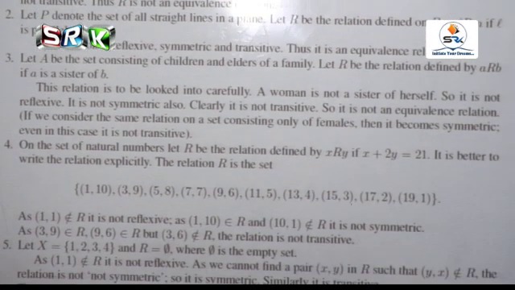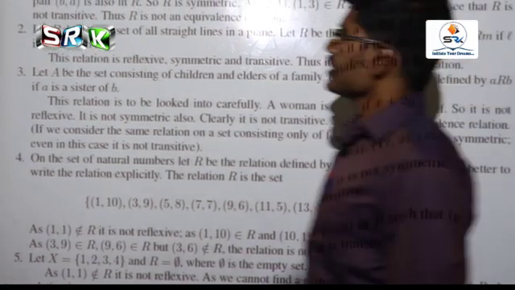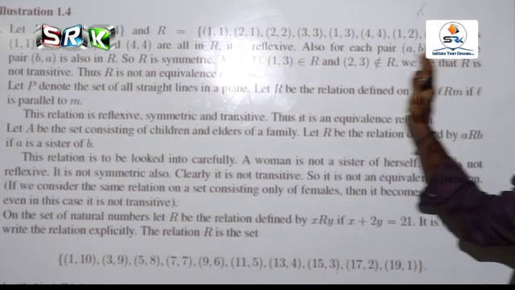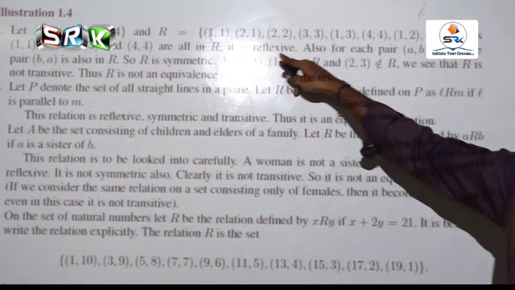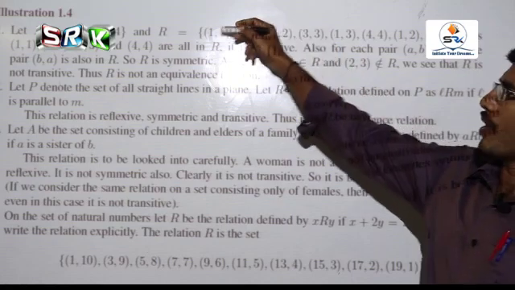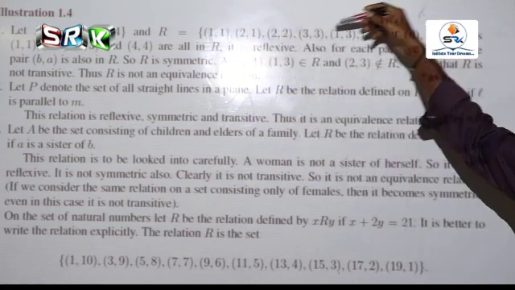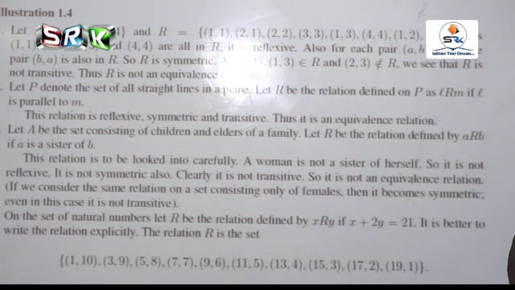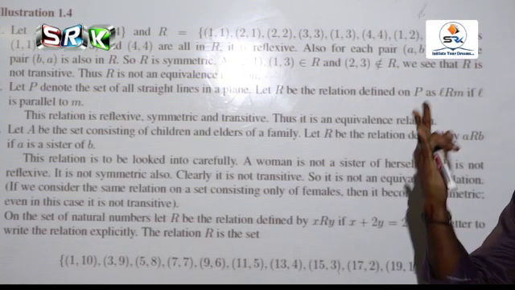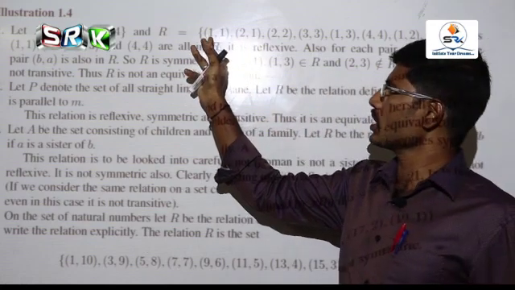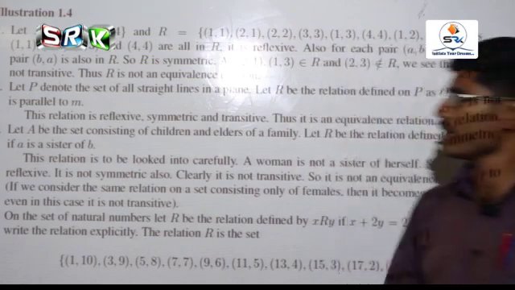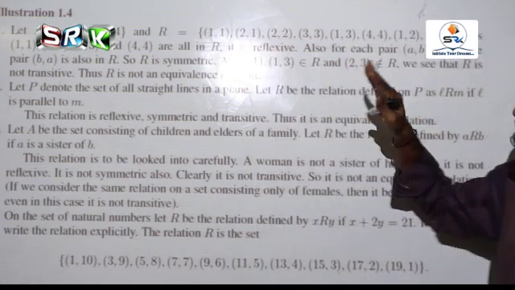Now the next illustration, 1.4. Let X = {1,2,3,4} and R be the set of ordered pairs in R. It is reflexive, as it contains (1,1), (2,2), (3,3) and (4,4). The reflexive property is satisfied. It is reflexive, symmetric, transitive. Whichever numbers are there, if the pairs with those numbers are present, then reflexivity is satisfied.